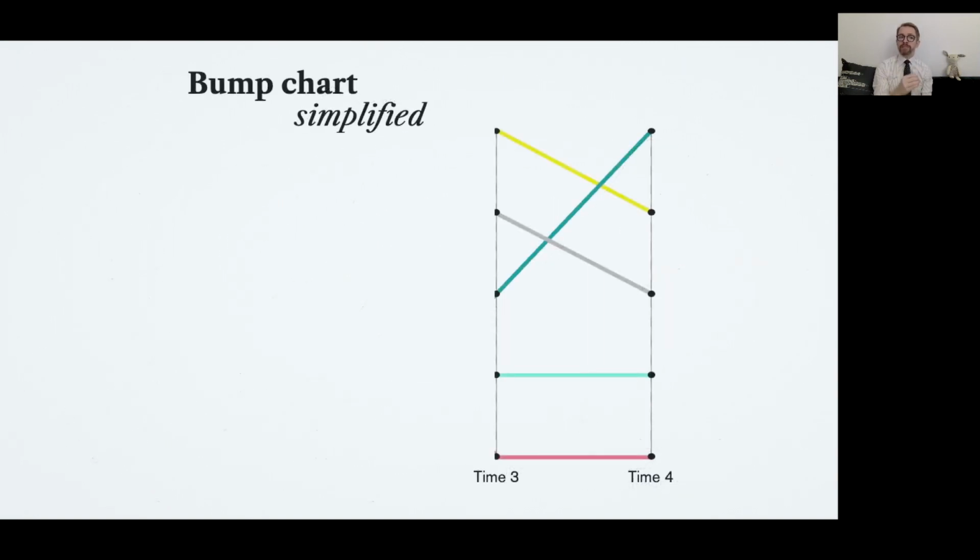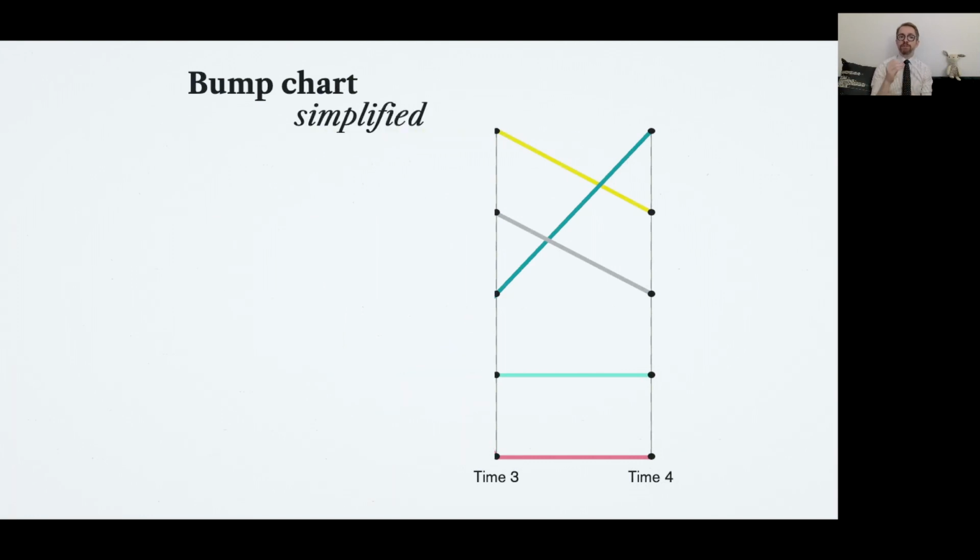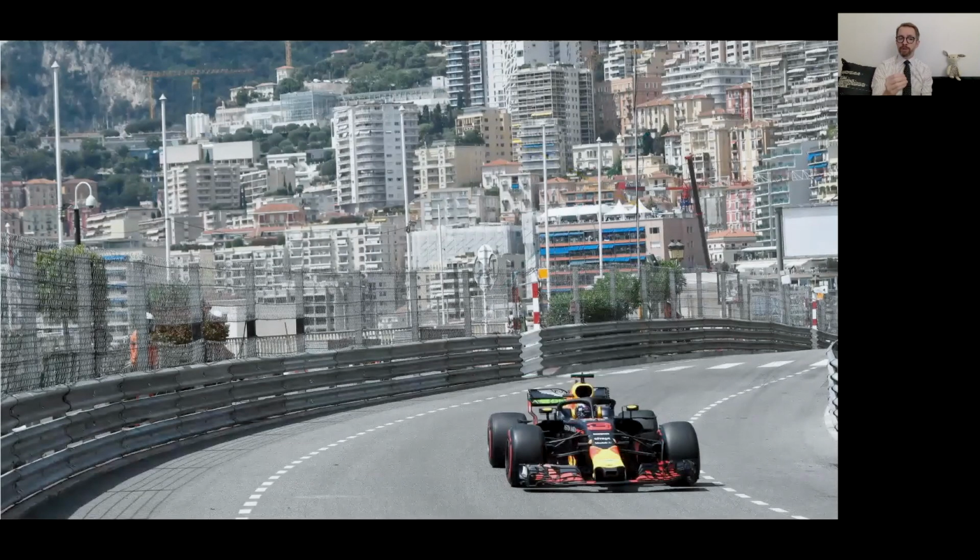Another type of slope graph would be a bump chart, but simplified. A bump chart will show the change in ranking over time. Here's an example from the world of Formula One. This is the Monaco Grand Prix, one of the most prestigious and most boring sporting events in the world because it is very hard to pass in those city streets.